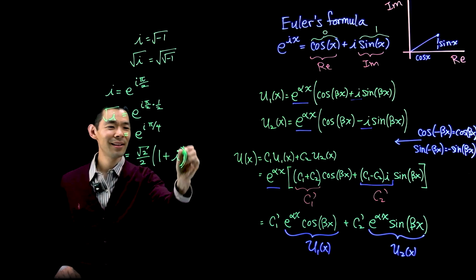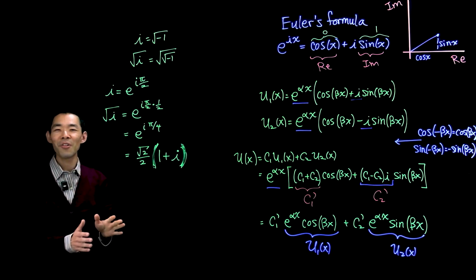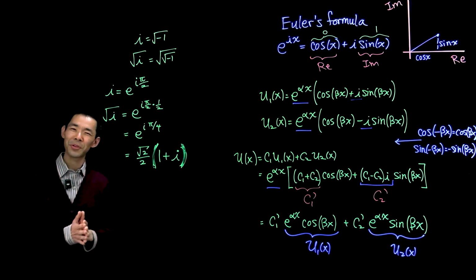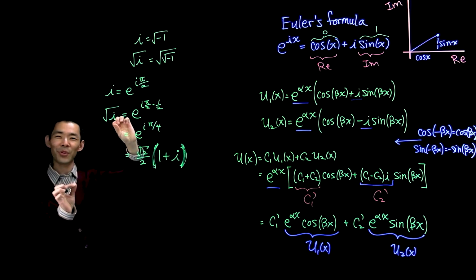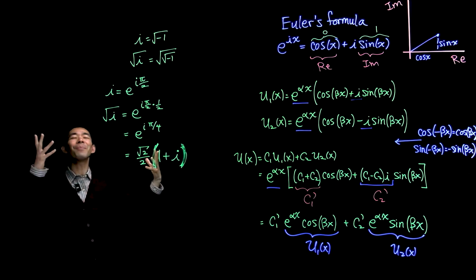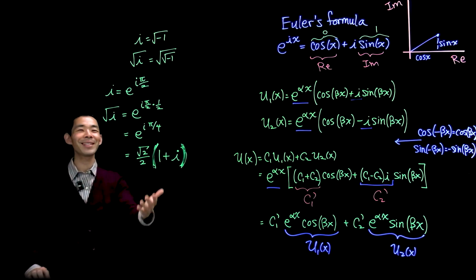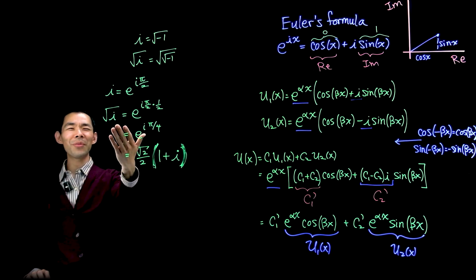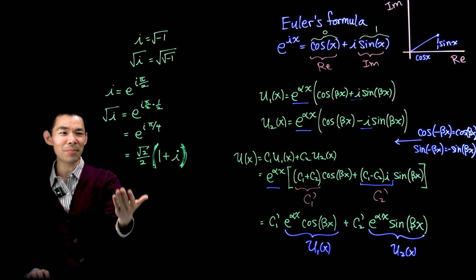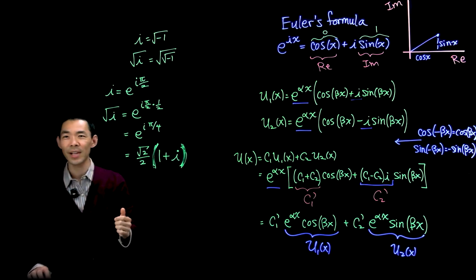Cosine of pi over 4 is root 2 over 2, and sine of pi over 4 is also root 2 over 2. It's just along the 45 degrees. It's both root 2 over 2. So apparently, which is crazy about this, is that the square root of i is nothing more than root 2 over 2, 1 plus i.